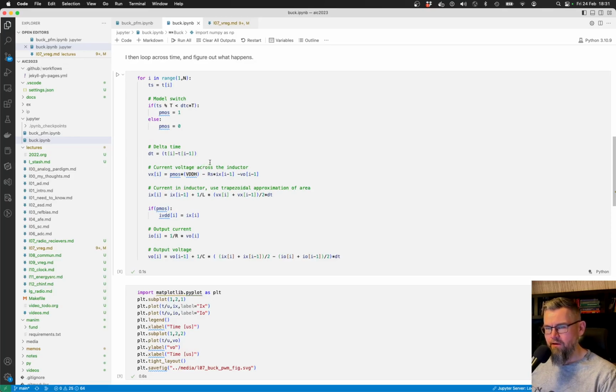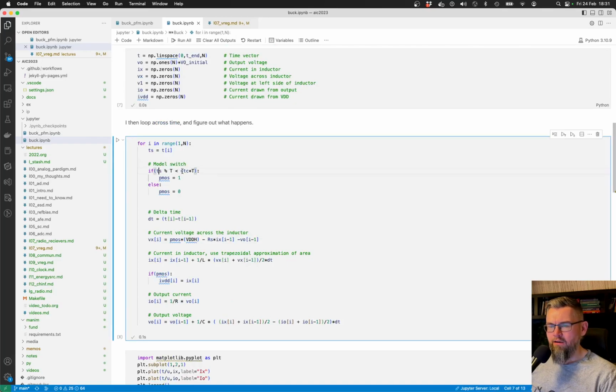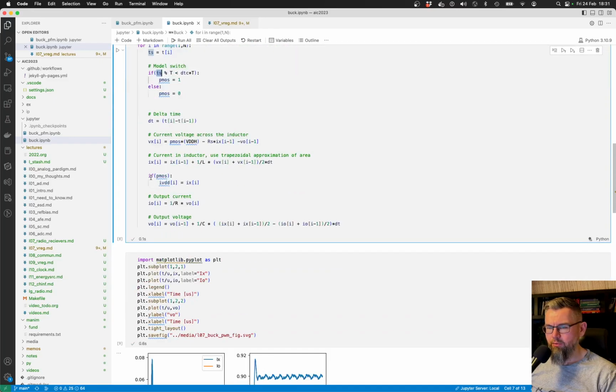In this case, I turn on the PMOS when the period, so TS now is my current time, is modulo less than the duty cycle times the time constants, which means that you go high with the PMOS first, and then it goes low for a while, turning on the NMOS, and then it goes high again, according to the duty cycle. dt is just the delta time from the last time step, and then the voltage across the inductor, this is just on off.